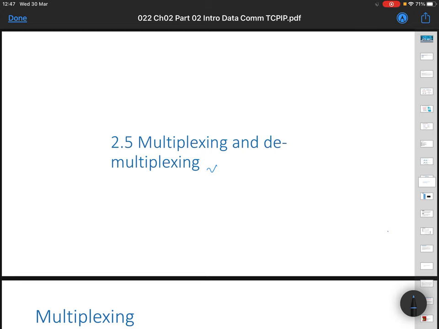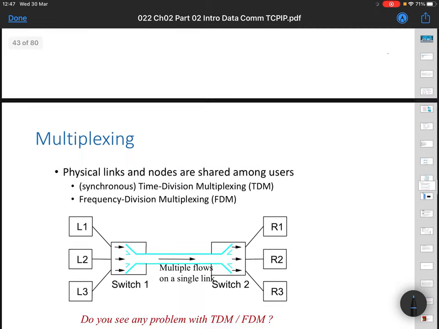Okay, we're still in chapter 2. We will continue our discussion in subtopic 2.5, which is multiplexing and demultiplexing. Sometimes you will notice that this topic is known as MUX, DEMUX, okay, meaning multiplexing and demultiplexing.